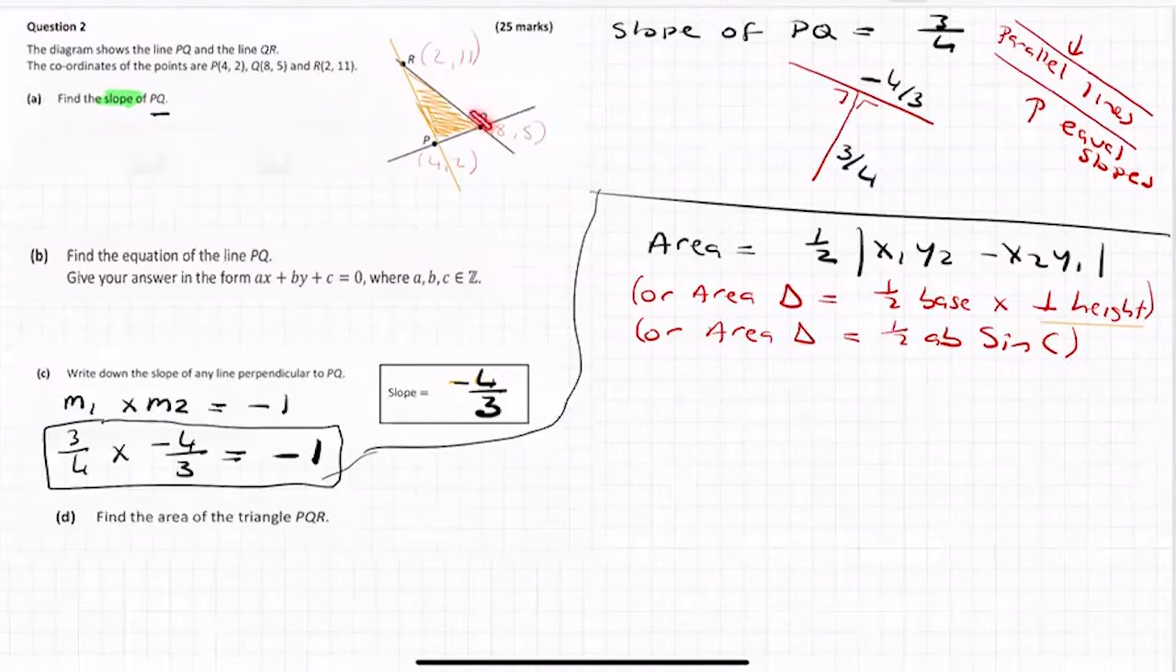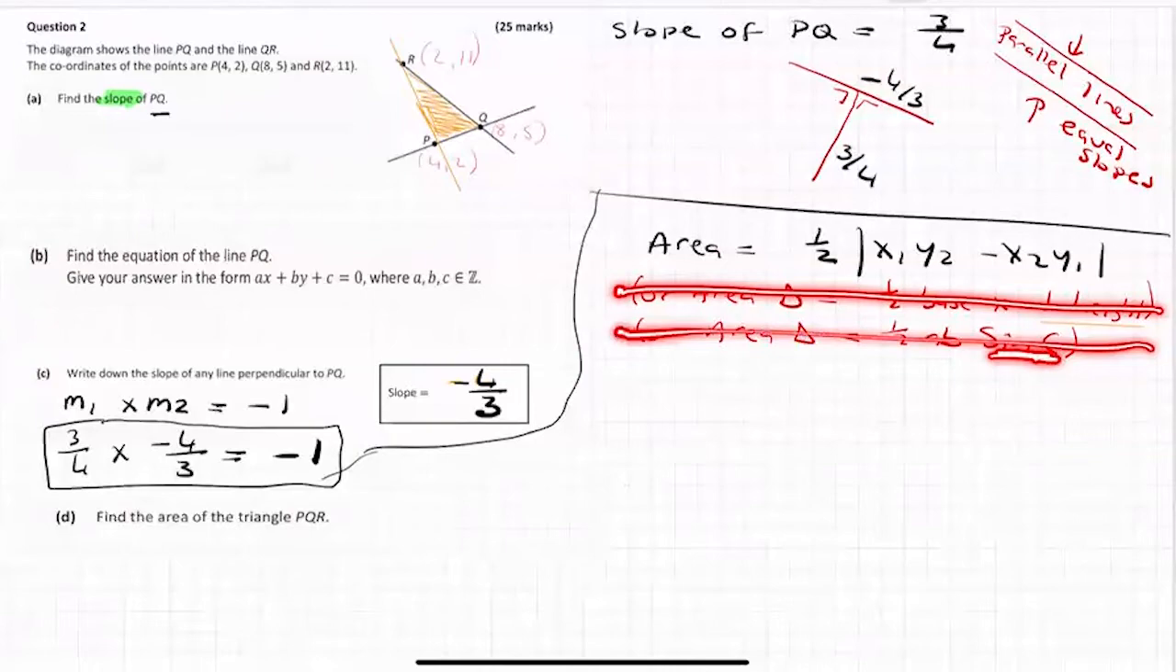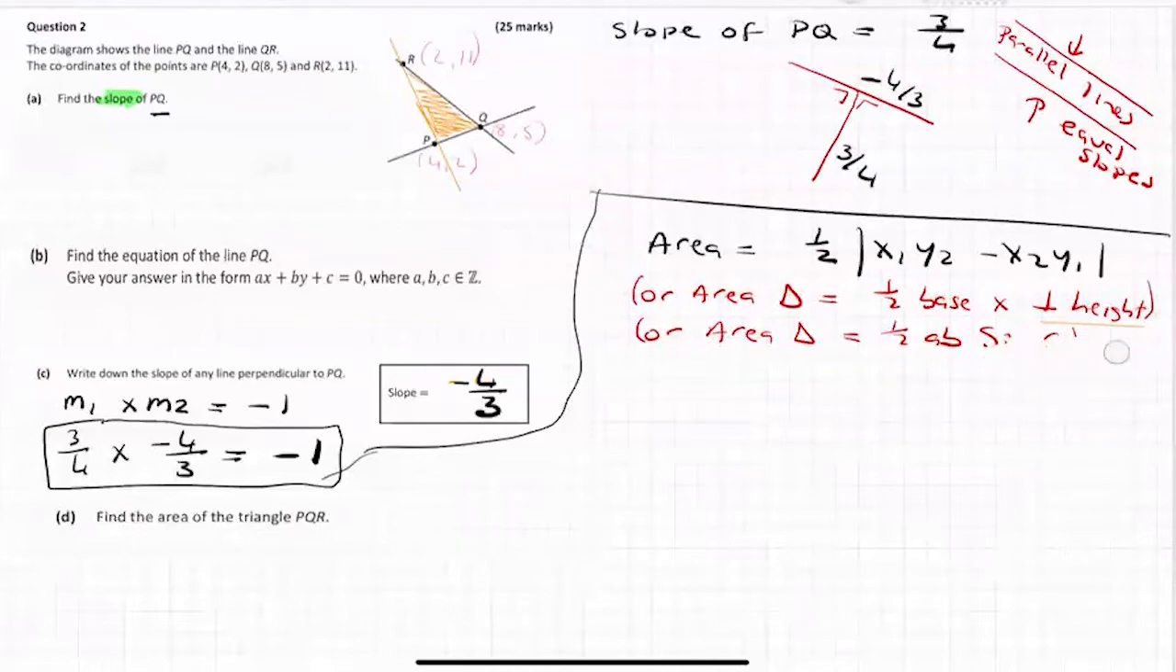I could also use QR as my base, and then I could do half the base by the perpendicular height if I knew QP was perpendicular to that line. So what I'm trying to show you is that you can use any base and the other side is perpendicular to it, but you have to know that that other side is perpendicular to your base. Otherwise you cannot use this one. Now in this one we have no angles, so I can't use the trig one. So that's why I'm saying in many cases you're forced to use a particular formula for the area of a triangle. So that is the one that I'm going to use.